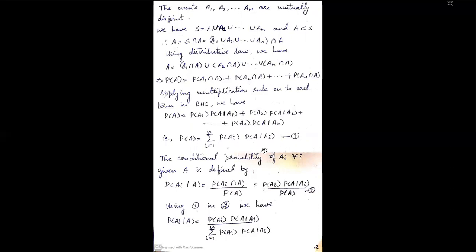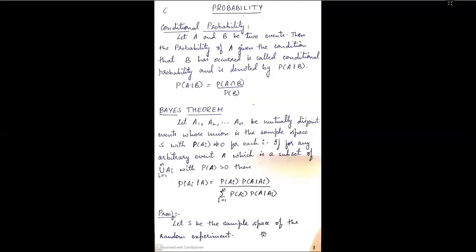So using 1 in 2, we get the formula. Probability of AI given A is equal to probability of AI into probability of A given AI divided by summation I running from 1 to N of probability of AI into probability of A given AI. Whenever you're solving problems based on Bayes theorem, you should always find out what these AIs are by reading the problem, and find what A is, and what we have to find with respect to what condition.